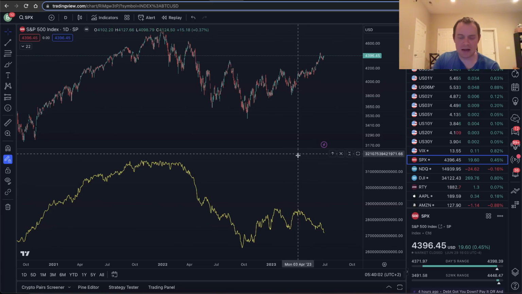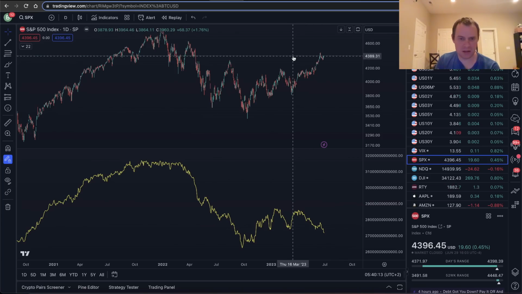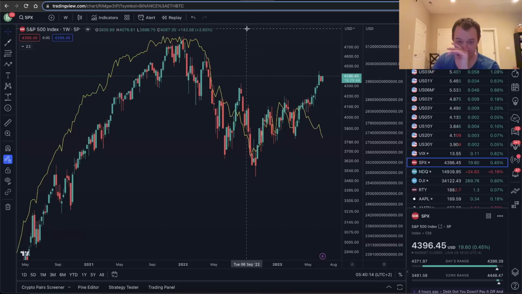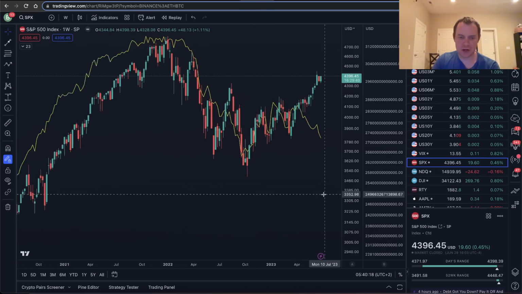You can see that net liquidity has continued to come down, but the S&P is going up. So you could argue that the jaws are starting to open up. If you don't know what I mean, look at it like this. Here we're not overlaying it on the chart. Here we're going to overlay it on the chart.